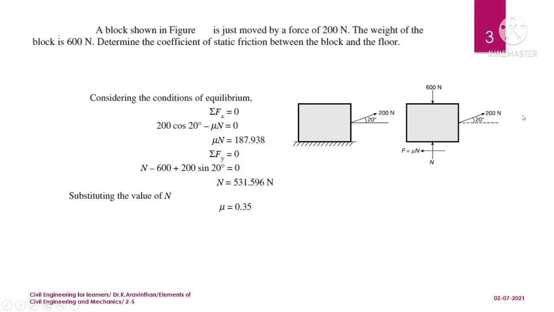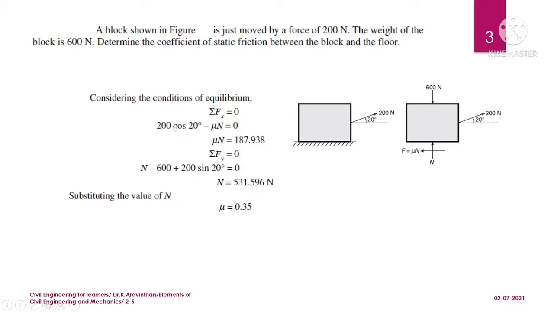They have already given the force and you have to find the N value. If you find that, you can find the frictional coefficient. Yes, let us resolve all the forces into the horizontal direction. So you have 200 Newton. If you resolve that, 200 cos 20 will be acting right hand side.